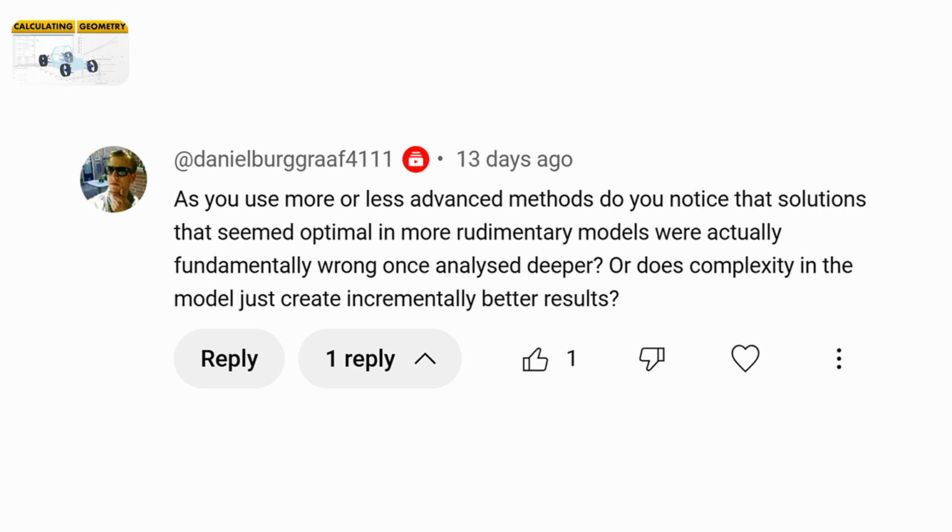Now, one of my favorite questions so far out of all of the videos was from Daniel Burgraff. I hope I pronounced that one correctly, who said, as you use more or less advanced methods, do you notice that solutions that seem optimal in more rudimentary models were actually fundamentally wrong once analyzed deeper? Or does the complexity in the model just create incrementally better results?